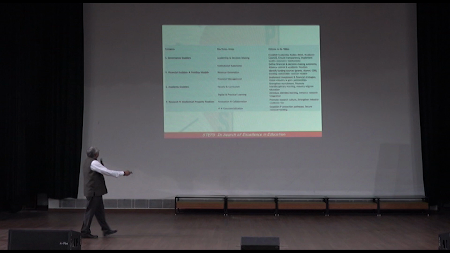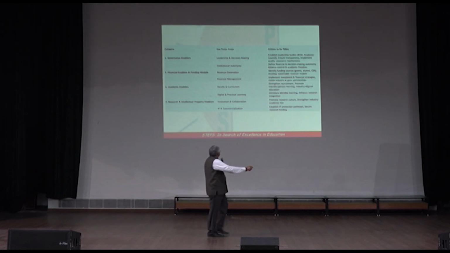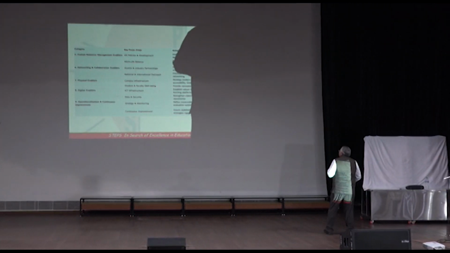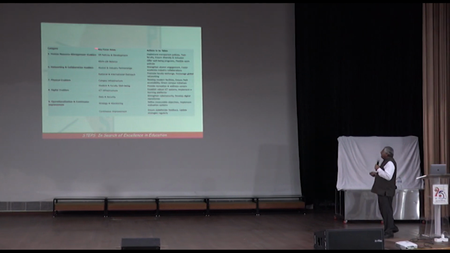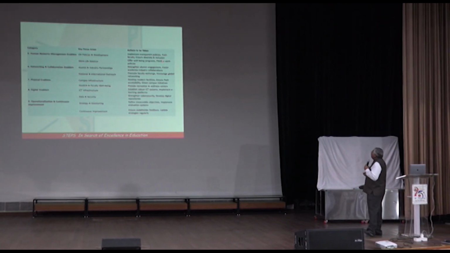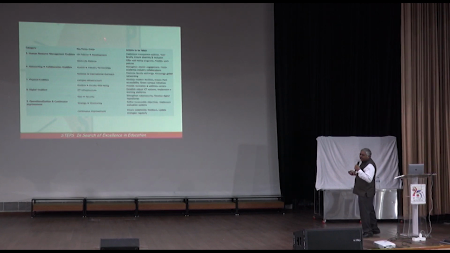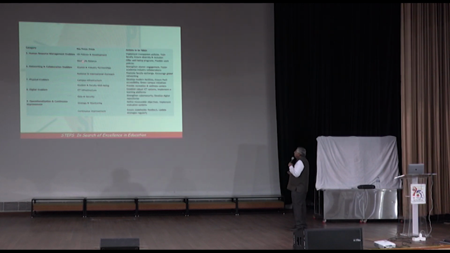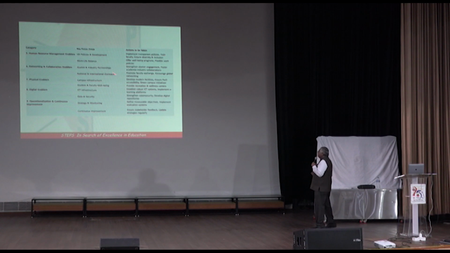Then comes human resource and management enablers: HR policy and development, implement transparent policy, which we already have, I think. Work-life balance, offers well-being programs, flexible work policies. Networking and collaboration enablers, where they are talking of alumni and industry partnership again, strengthening alumni engagements, fostering academia-industry collaborations, national and international outreach.